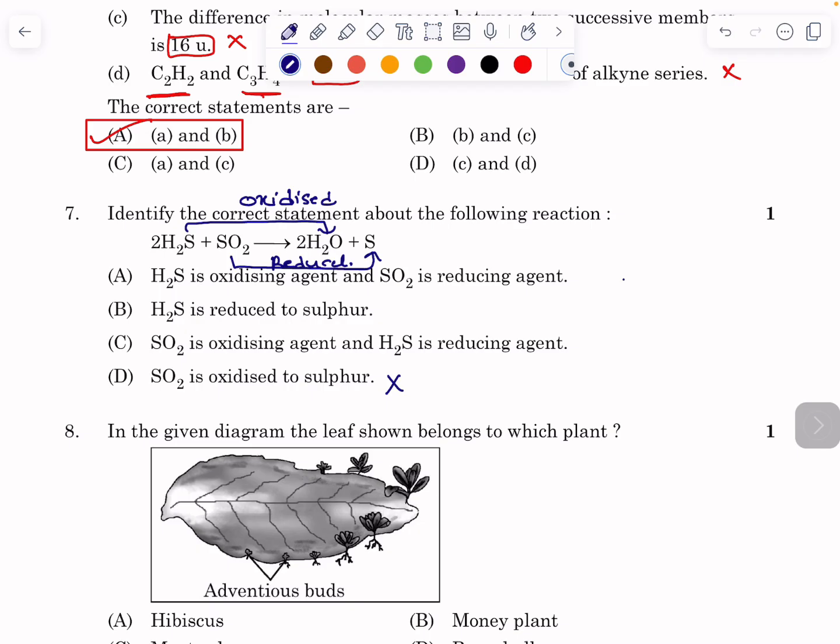SO2 is the oxidizing agent and H2S is the reducing agent. Yes, this is correct. Why? Because SO2 is giving oxygen, and H2S is taking that oxygen and becomes H2O. The substance which gives oxygen is called an oxidizing agent. The substance which takes the oxygen is called a reducing agent. So option C is correct, but option A and option B are both not correct.